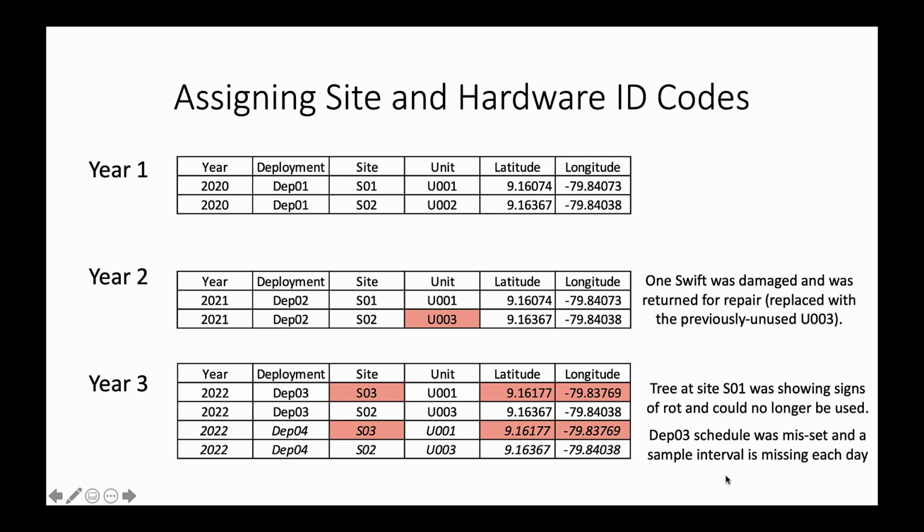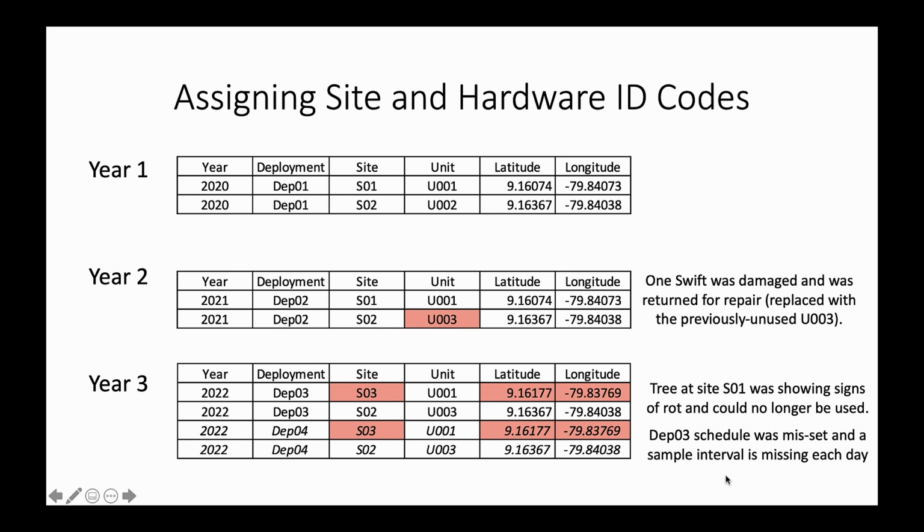Now let's imagine what happens in year 3. Let's say that we want to record for a longer period of time, perhaps to capture spring and fall dynamics or rainy season and dry season. And so we add an additional deployment.